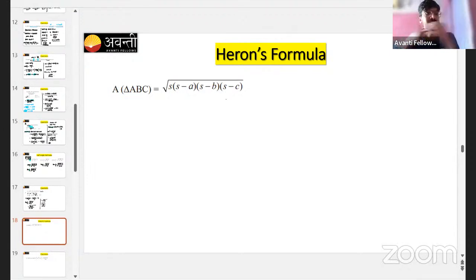Many of you have studied Heron's formula in 9th and 10th standard. Do you remember we used Heron's formula for the area of triangle, right? So what is Heron's formula? This is just a formula: under root of S minus A, S minus B into S minus C. This is used to find the area of a triangle. Just remember the formula. Now let's look at how the question comes.